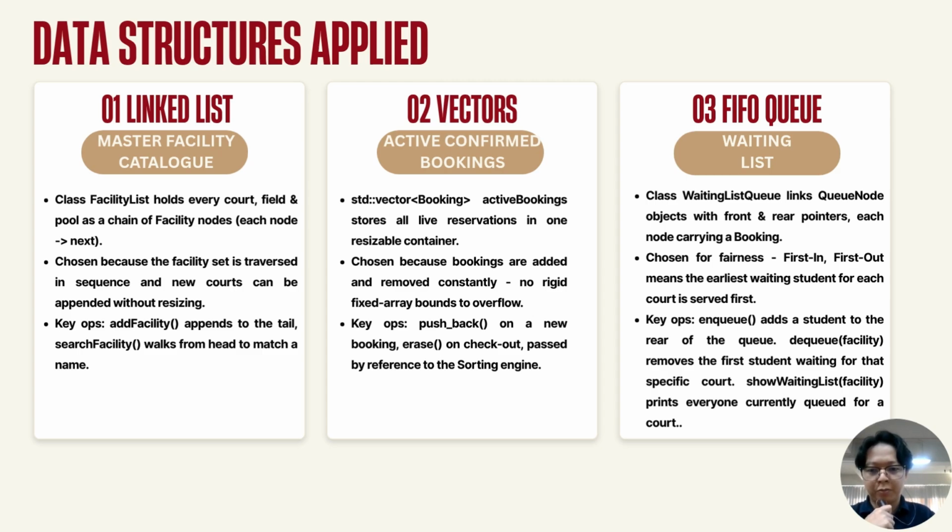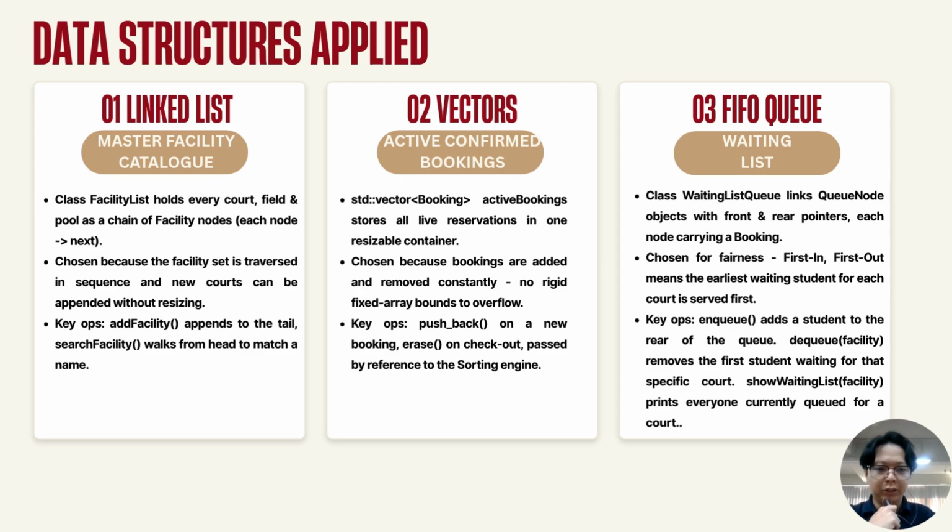Each court, field, and pool is a node that points to the next one. We chose it because the facility list is read in order and we can add a new court just by attaching a node without resizing anything. The second one is a dynamic vector, which we use for the active confirmed bookings. Bookings are added and removed all the time, so a vector is ideal because it grows and shrinks freely with no size limit.